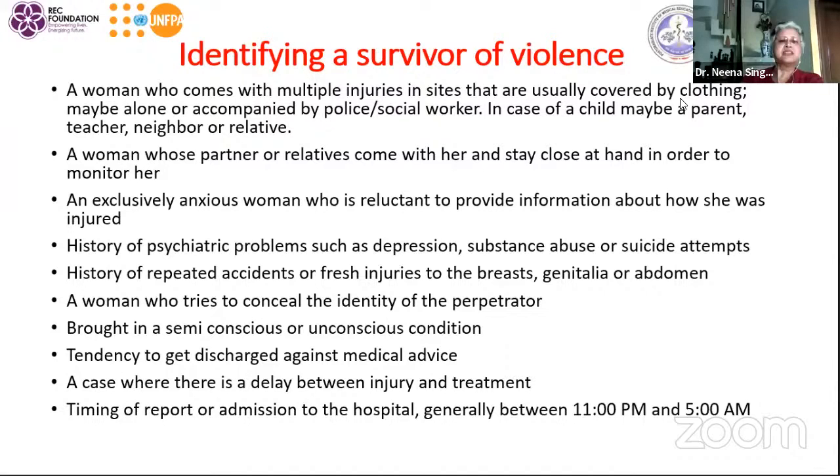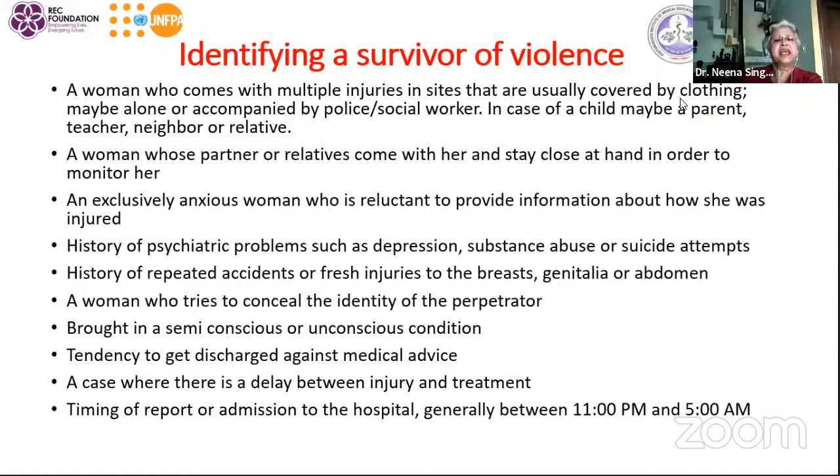A woman who tries to conceal the identity of the perpetrator. Most of the times the women are afraid to tell the identity of the perpetrator, and they will not reveal it. So you have to be very subtle, and you have to be very sympathetic in order to gain the confidence of the woman, so that she reveals the identity of the perpetrator. She may be brought in a semi-conscious or unconscious condition. And most of the times they have a tendency to get discharged against medical advice. They want to run away from the hospital as soon as possible.